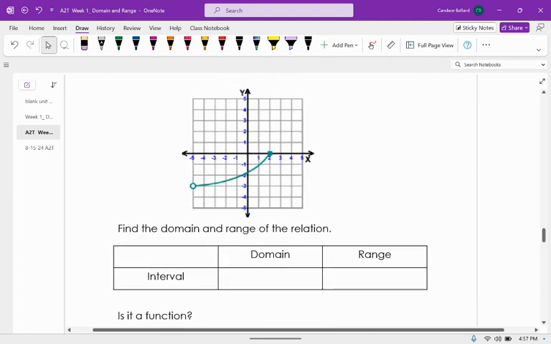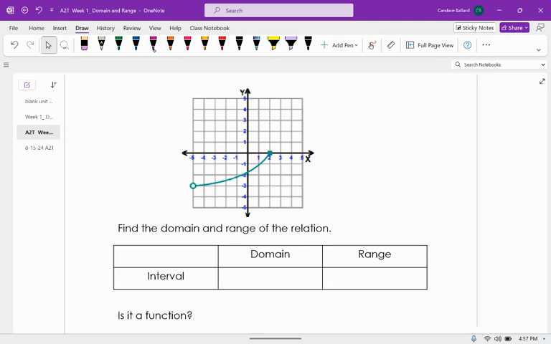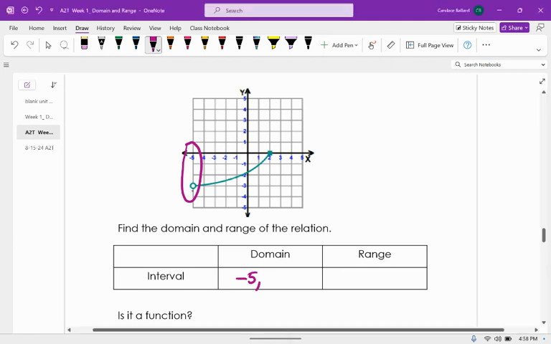All right, this one says we have to use interval notation and do both a domain and a range. My domain is the x values. I don't have to write x or y, though, on these. My smallest x value to the left is -5. It's got an open circle, so in interval notation, that means that I use a parentheses.